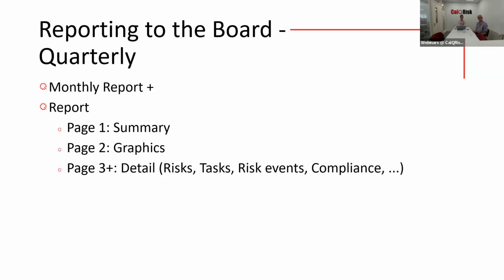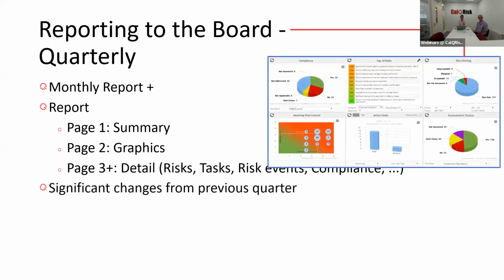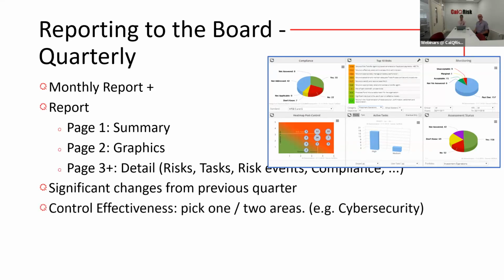So the first 2 pages, for example, in this dummy report will be our monthly report, but then in page 3, we want to do a deep dive into tasks, risks, events, compliance, and whatever else it might be. We want to look at things like significant changes from our previous quarter, the control effectiveness, which Paul already alluded to, and I think we had a bit of a bar graph there as well, just to show it rather than having lots of underlying information.